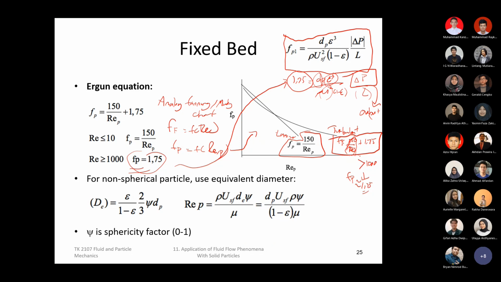For a non-spherical particle, don't forget to correct with the sphericity factor. The numbers will be from 0 to 1.